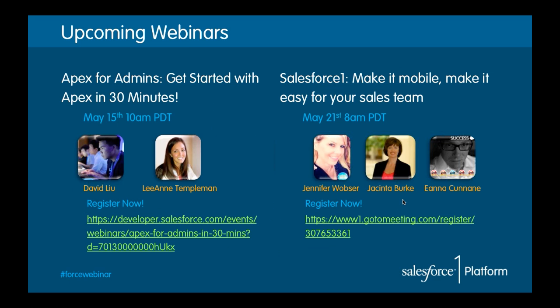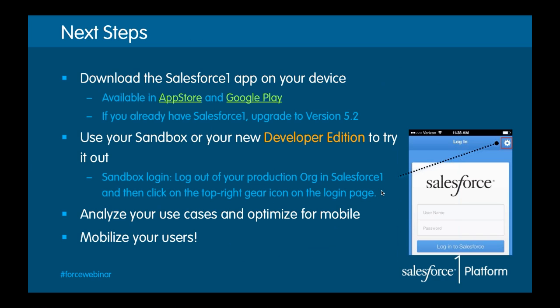So now it's your turn. Download the Salesforce1 app on your phone. It's available in the App Store and Google Play. And then you mess around in your sandbox or your new developer edition. There's a little trick here to log into Sandbox. You have to tap this icon to switch from production to Sandbox. And your dev org is considered a production org. And then make sure that you take this step where you analyze your use cases and optimize for mobile before your rollout, and then go for mobilizing your success there. All right.